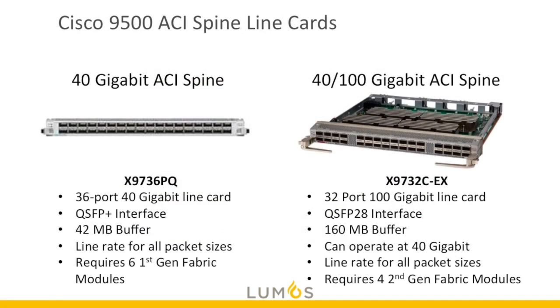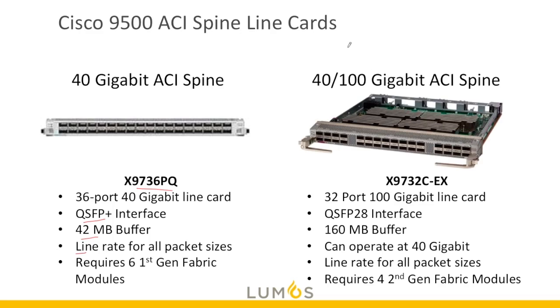For the spine line cards, we have a 40 gig spine line card and a 40 and 100 gig spine line card. The 9736PQ over here was the ACI spine card that was supported when ACI was first released. You can still get it today. It's 36 ports of 40 gig Ethernet interfaces. It's QSFP Plus, with 42 megabytes of buffer, line rate for all packet sizes, and requires 6 fabric modules for the 9500s. Whether you have the 9504, 08, or 16, you still require 6 fabric modules to get full bandwidth.